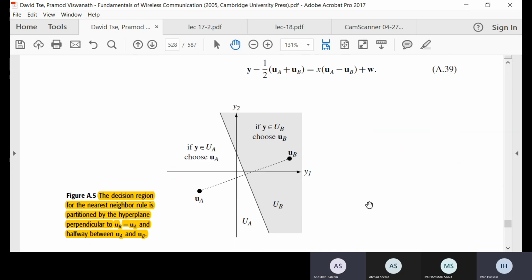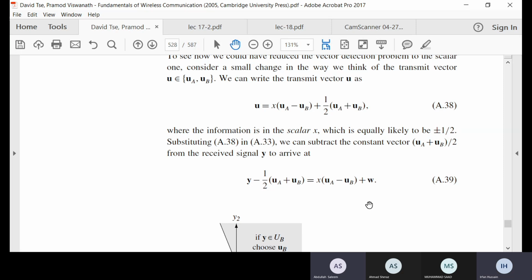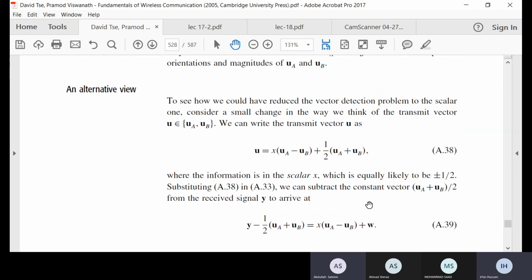This is the derived expression, appendix A.38. Yes, you can see it is a derived expression. You can just very well see that just by changing the value of x to be half or minus half, you can either get UA or you can get UB. So you have just derived a representation of the vectors in terms of the information of a scalar. You just need to know the value of x, and if you know the value of x, you can find whether it was UA or UB that was sent.